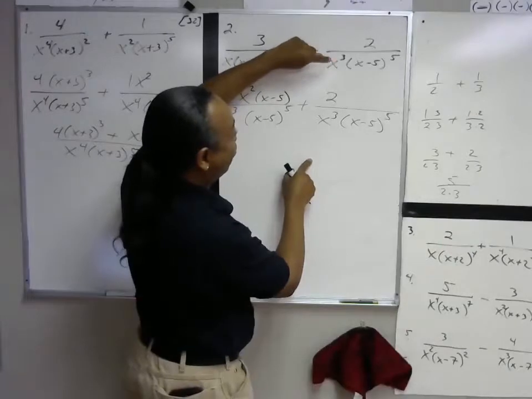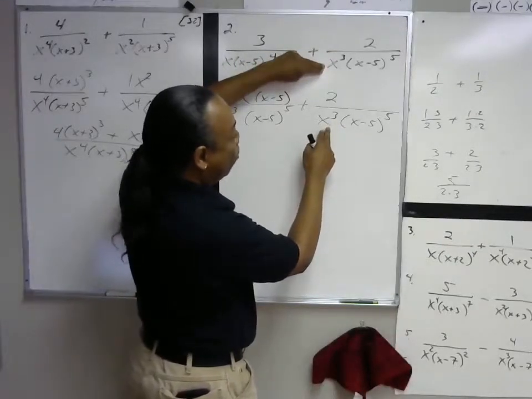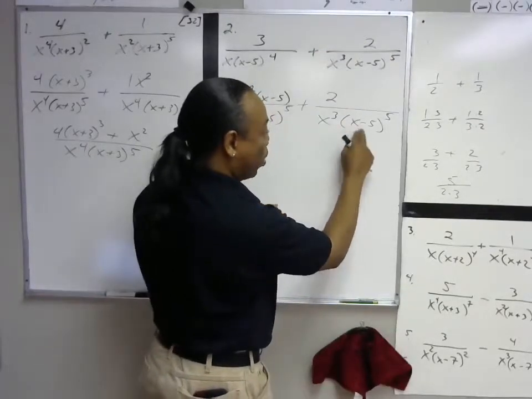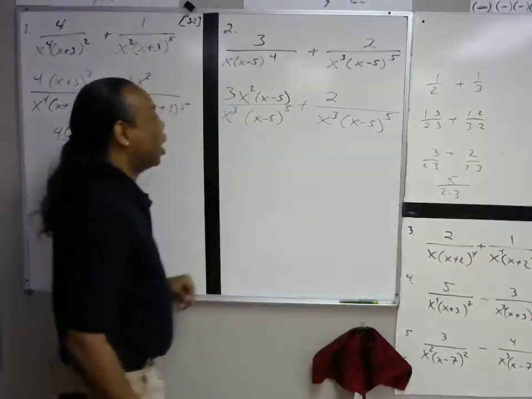Okay, let's compare. We have an x to the third, x to the third. There's nothing different. So there's no more x to the thirds here. We have the x minus 5 here. We got 5 of them. And down here, we have 5 of the x minus 5s. So there's nothing additional. Okay, next.